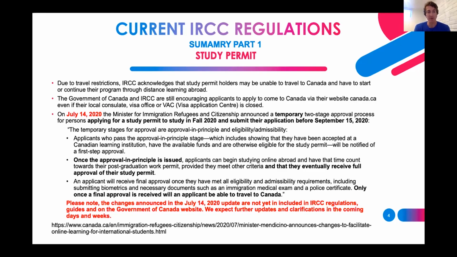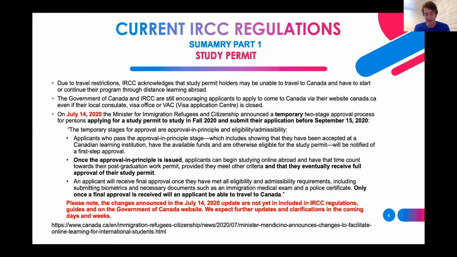Next bullet point. Once the approval in principle is issued, so that means after the applicant has received confirmation that they have been approved for the first stage, applicants can begin studying online abroad and have that time counted towards their postgraduate work permit, provided they meet other criteria and they eventually receive full approval of their study permit. So let's break that down a little bit.